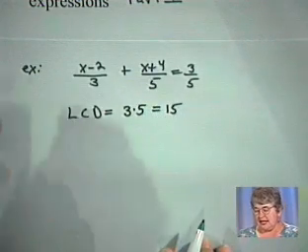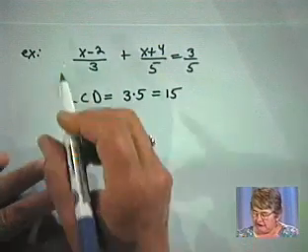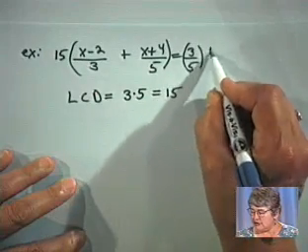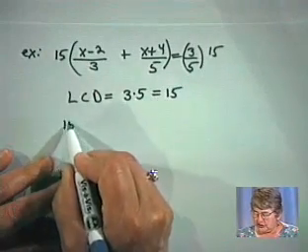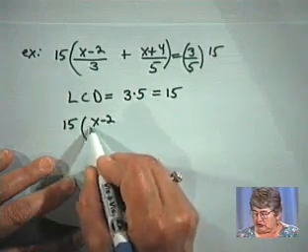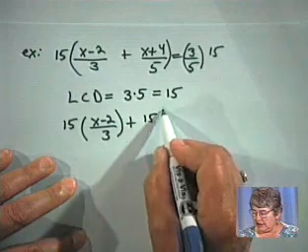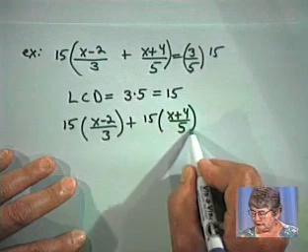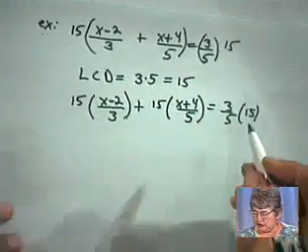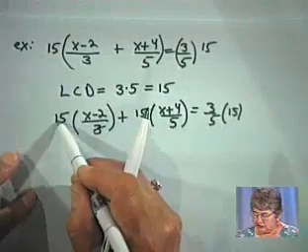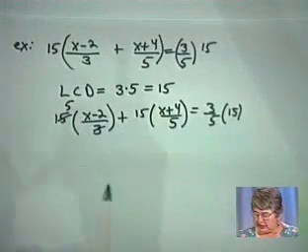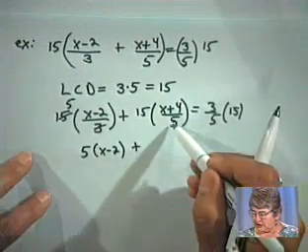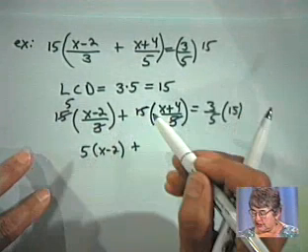And what we're going to do is take 15, the lowest common denominator, and multiply by the left side and the right side of the equation. We'll use the distributive property in order to use that lowest common denominator to eliminate all the denominators. The first term, notice that 3 goes into 15 5 times, and what we're left with is 5 times the quantity x minus 2.